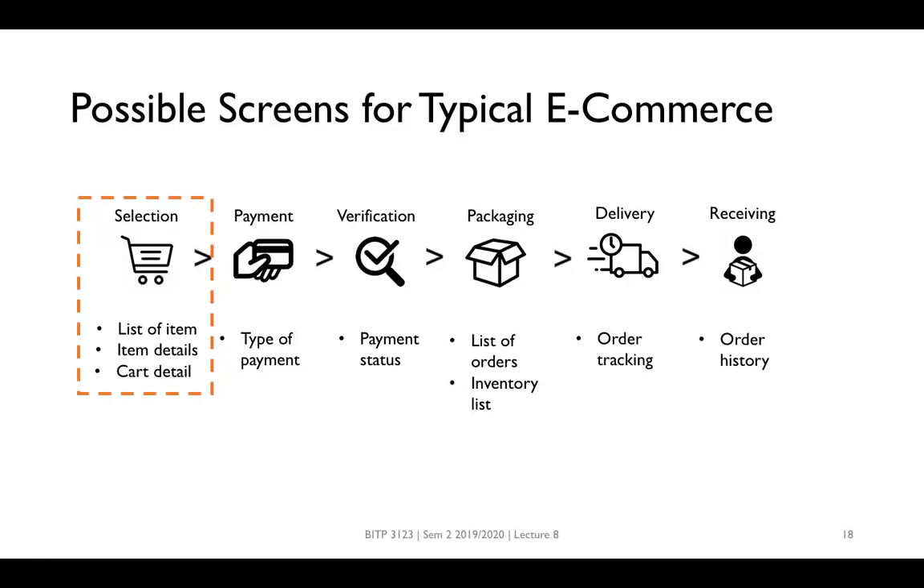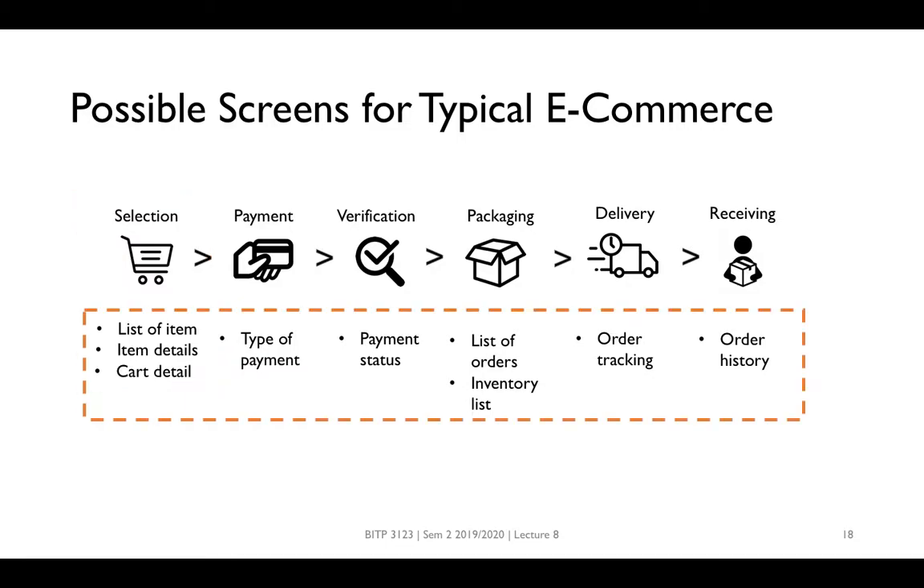A screen that displays item details when the customer select to view an item. And we have another screen to display a list of selected items in the cart details. Each phase has its own screen. Here in this example, approximately we have 9 screens for the whole business process.